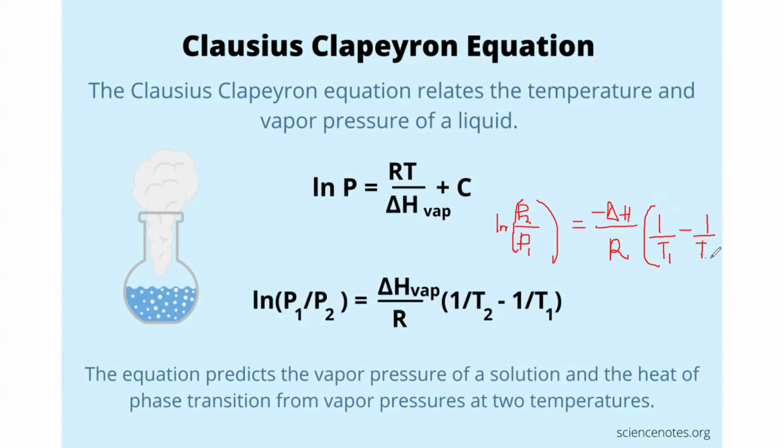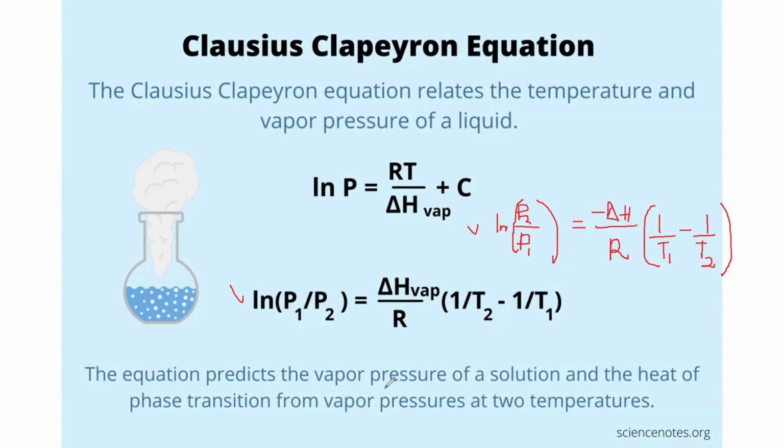So the equation can be rearranged like this, and we can use either form. They are the same thing. But look at the difference: here is P1 and here is P2, so it's like taking the reciprocal of the equation. And here ΔH is negative.